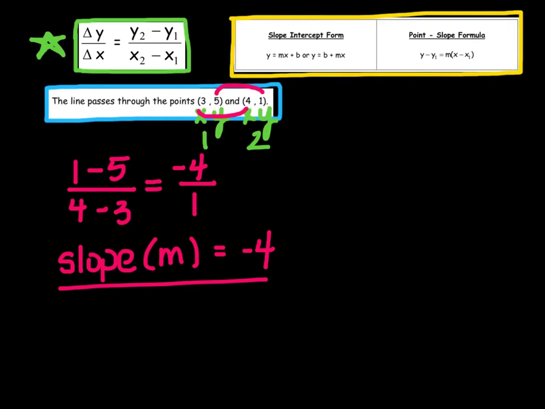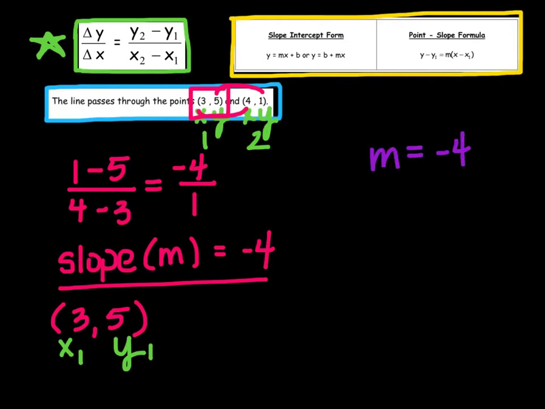Now, I have given 2 points here, and it really doesn't matter which point I choose to use. So I'm going to go ahead and just use this first point, the 3, 5. So I know that in this point, I have an x and a y still. So we have x and y again, and we'll label this x1 and y1. So let's use my formula here. I know that in my formula, my m is going to be -4, my x1 is going to be 3, and my y1 is going to be 5.